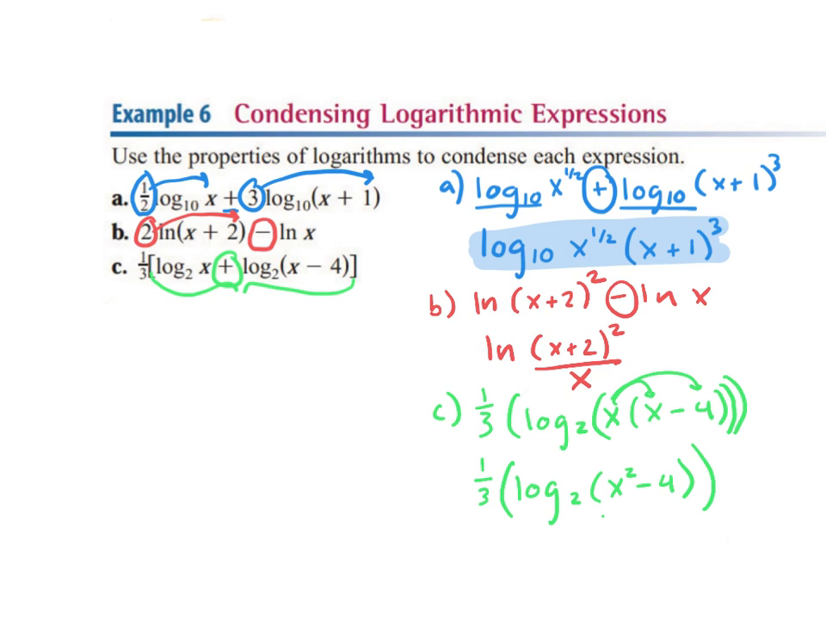So now that we did everything inside, we can take this number being multiplied out front and move it to the top. So we have log base 2 of x squared minus 4. Again, we keep those parentheses, and then we just put our 1/3 up here.